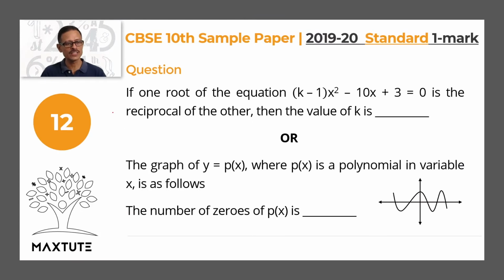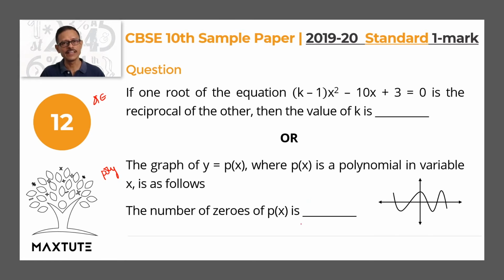It's got two alternatives. The first one is from quadratic equation. And the second one is from polynomials. Let's start with the first one, the quadratic equations one. If one root of the equation k minus 1 x square minus 10x plus 3 equals 0 is the reciprocal of the other, then what's the value of k is what is asked.